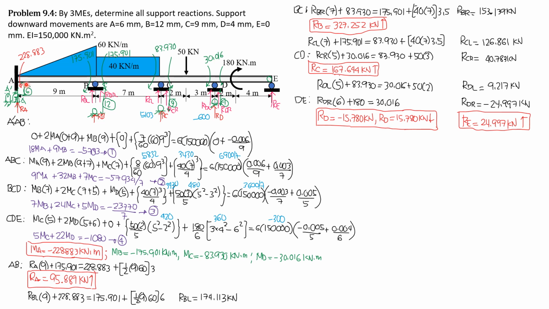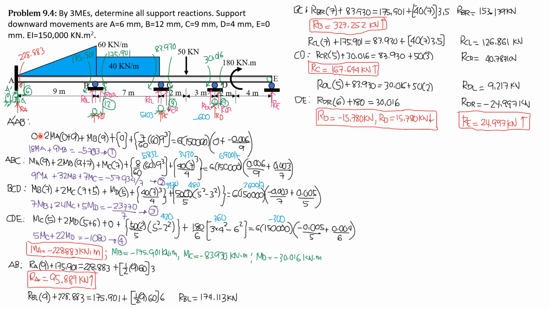Another technique is, since the support A is fixed, it is transformed into an interior pin and extended with negligible length, and we call that A prime. The moment at A prime, because it is an end support, is 0, of course. So we first establish the three moment equation on A prime, A, B, and this is the equation.